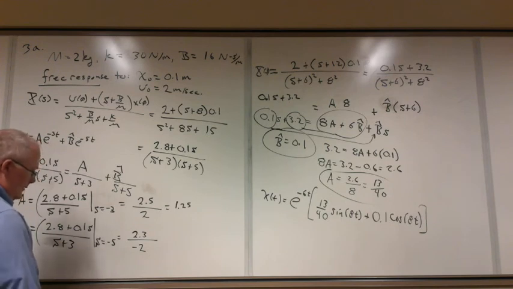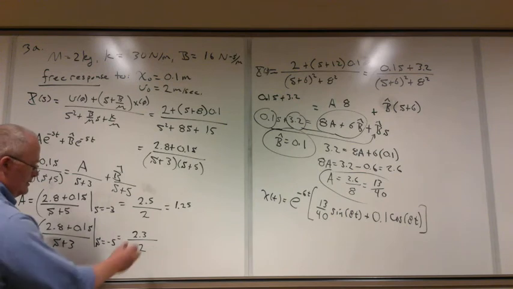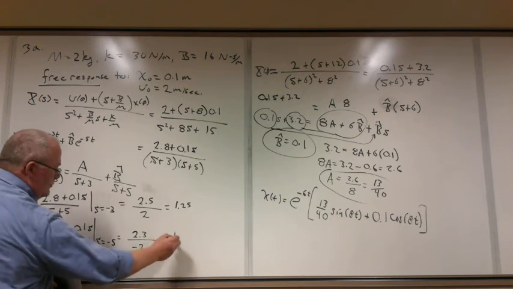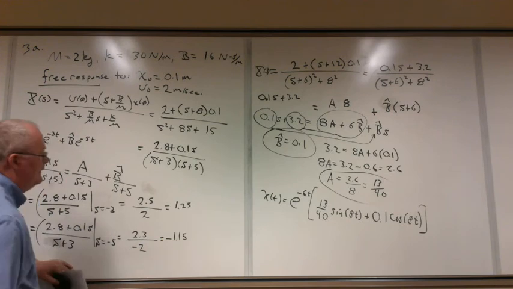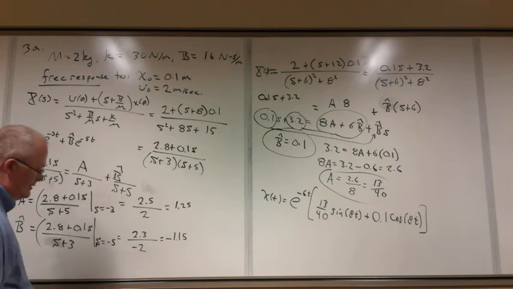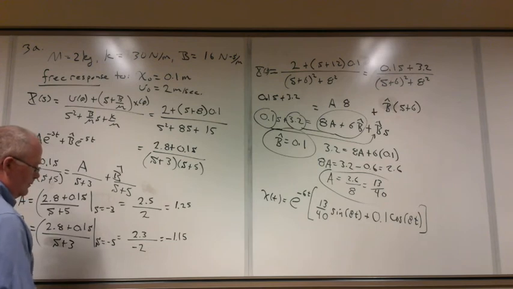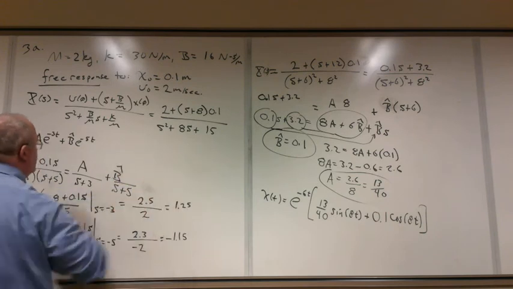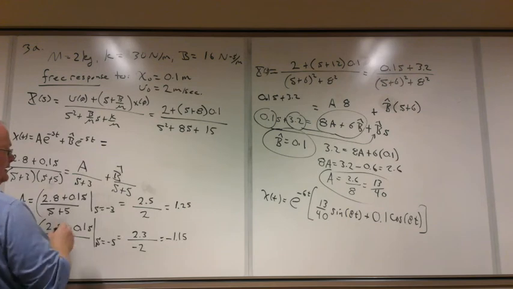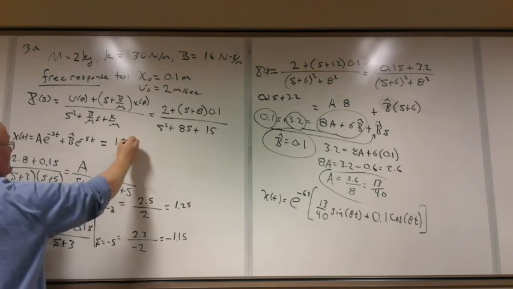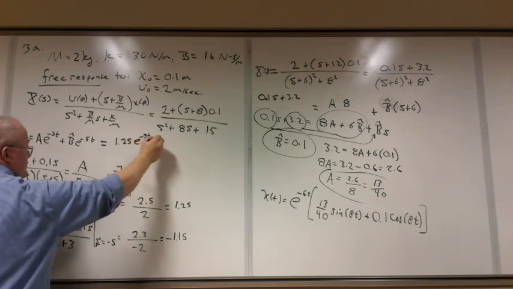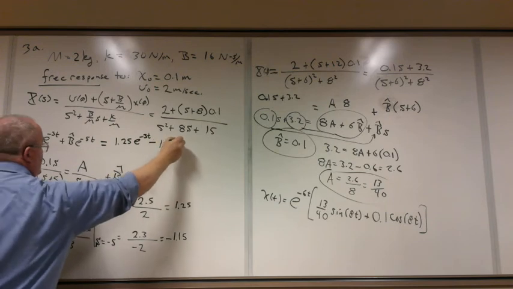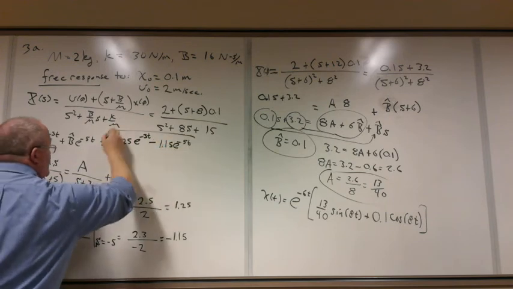No good way around that one, is there? Well, heck yeah, there is. It is equal to minus 1.15. All right, we can do it as fractions. We can multiply top and bottom by, I guess, 10. We get 23 over 20. I don't even want to look at it. So x of t then is going to actually be equal to 1.25 e to the minus 3t minus 1.15 e to the minus 5t.